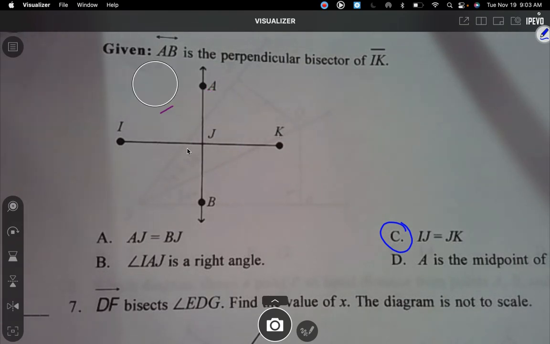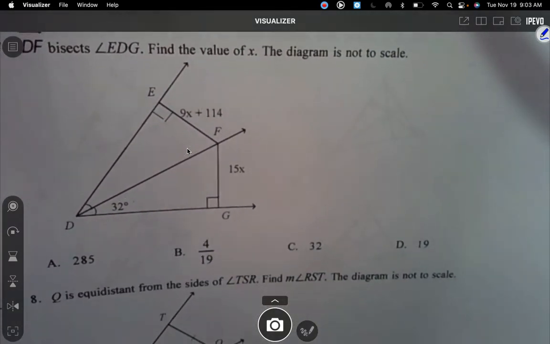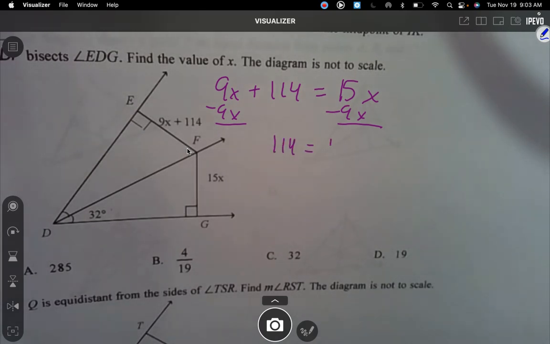Okay, let's look at the next one. It says, okay, DF bisects this angle. What's the value of x? 9x plus 114 equals 15x. Yeah, so what we've learned on this thing is if these two pieces are equal, then these two are. And backwards. If I knew these were equal, I could set the angles equal. So I'm going to write 9x plus 114, here's us some algebra, equals 15x. How do I solve? Combine 9x and 15x. Okay, so I'll subtract it, and what do I get? 4x. Okay, then what?